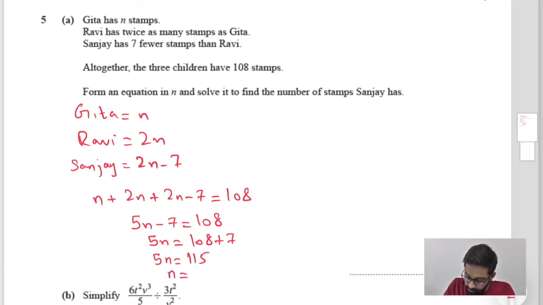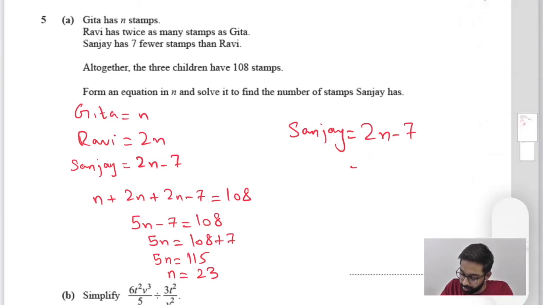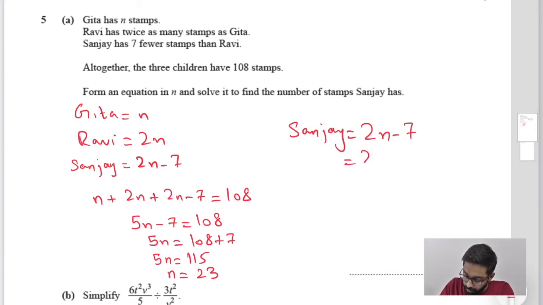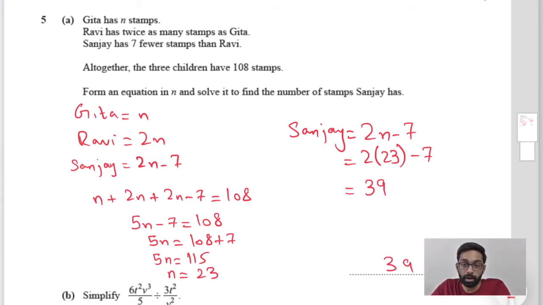So n comes out to be 23. So the value of n in this case is 23. That means Sanjay has 2n minus 7 stamps. So you plug in the value of 23 where n is in the expression, and you get 2 times 23 minus 7. 2 times 23 is 46. 46 minus 7 is 39. So Sanjay has 39 stamps. I hope that was simple.